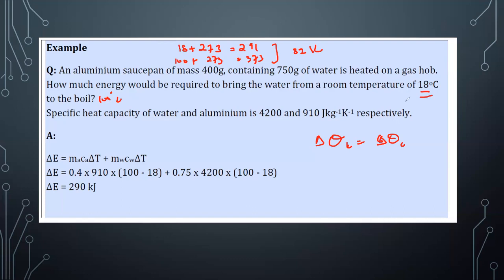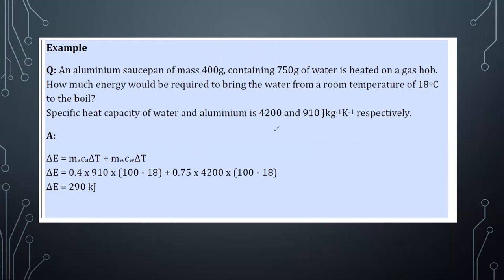And the same thing in degree centigrade: this is 18, and 100 minus 18 will also be 82 degree centigrade. So when the temperature is changing, the change in temperature in degree centigrade is equal to the change in temperature in Kelvin. So in the formula, we have to substitute the change in temperature. Even if you convert the unit, that does not make a difference to the answer.